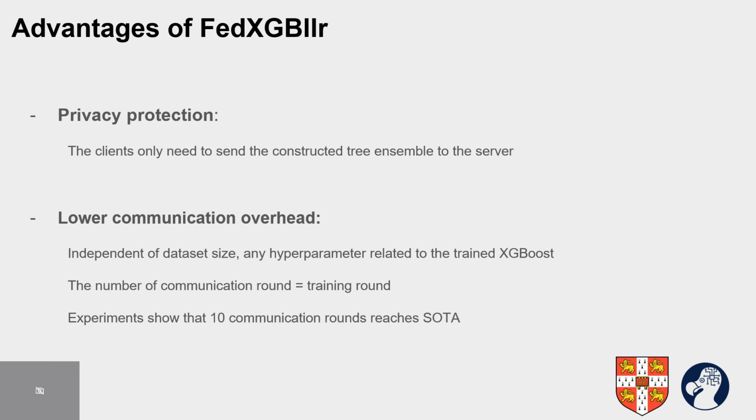FedXGB-LLR brings 2 important advantages compared to the previous methods. The first one is privacy protection. The clients only need to send the constructed tree sample to a server. The sharing of gradient hashings, which may leak sensitive information, is not required.